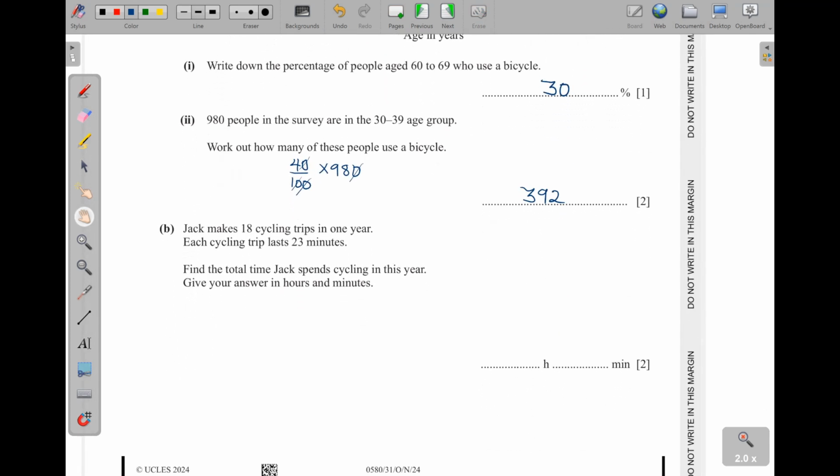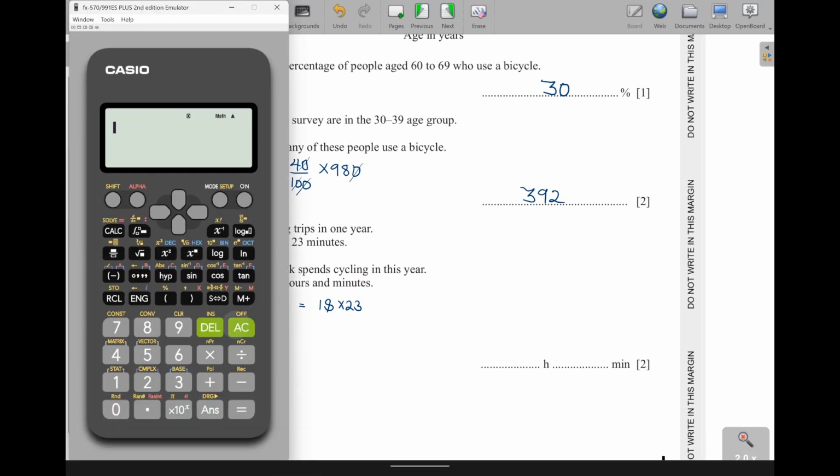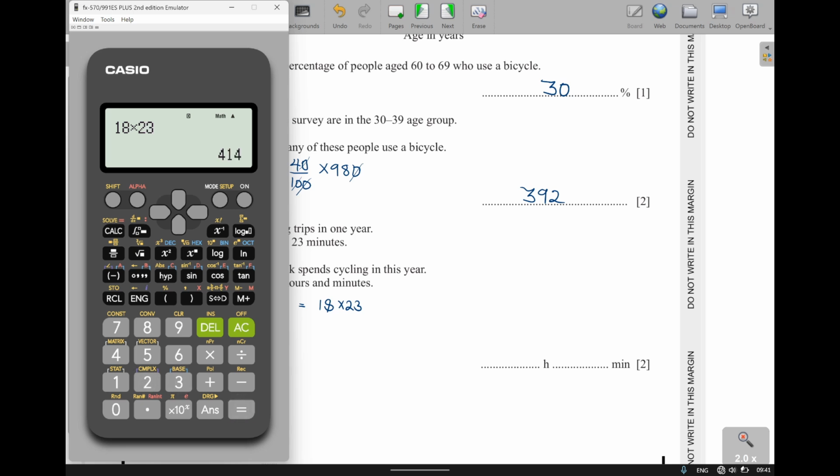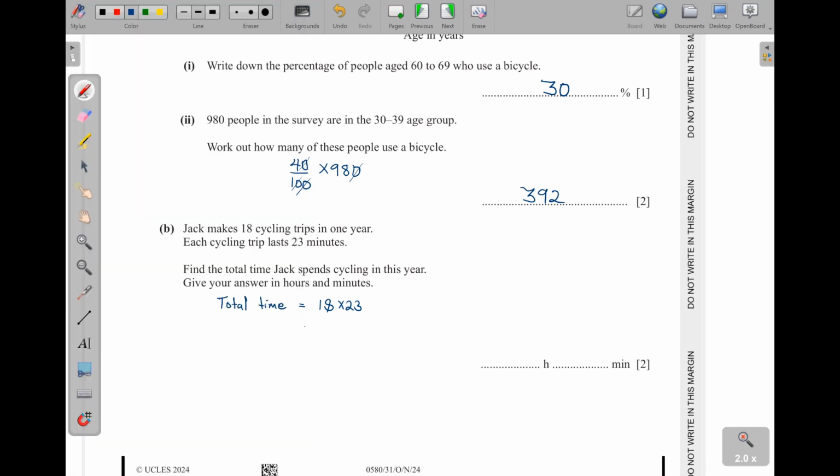Then next, part B: Jack makes 18 cycling trips in 1 year. Each cycling trip lasts 23 minutes. Find the total time Jack spends cycling in this year. Give your answer in hours and minutes. So the total time is going to be 18 times 23, because each cycling trip takes 23 minutes. So 18 times 23 is 414, which means in total we have 414 minutes.